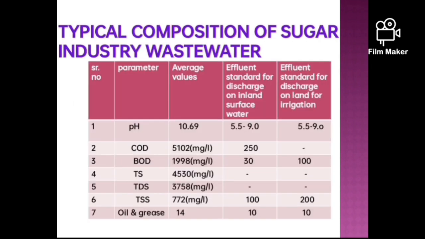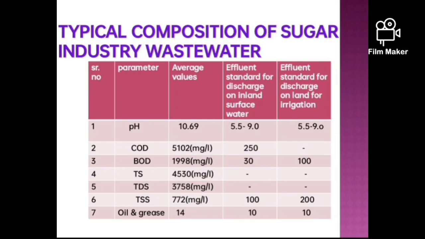Here you can see the typical composition of sugar industry wastewater. In the tabular form, you can see the serial numbers 1 to 7. Parameters are given, and you can see average values. The next column is effluent standard for discharge on inland surface water. Next one is effluent standard for discharge on land for irrigation.